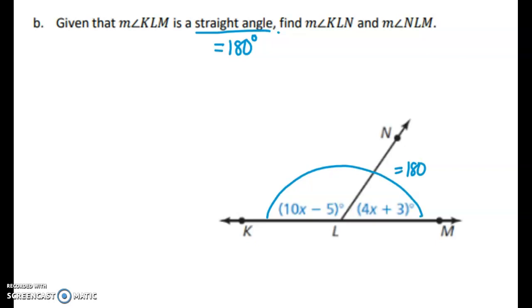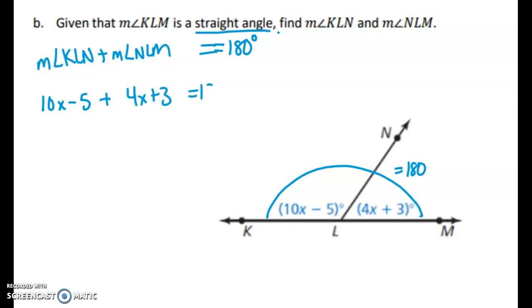So what we can say is the left side, which is KLN, plus the right side, which is NLM, equals 180. So KLM is 10x minus 5, plus NLM is 4x plus 3, and it equals 180. So that setup, that's the geometry part. Now you're back to Algebra 1, where you're just going to combine like terms and solve for x.